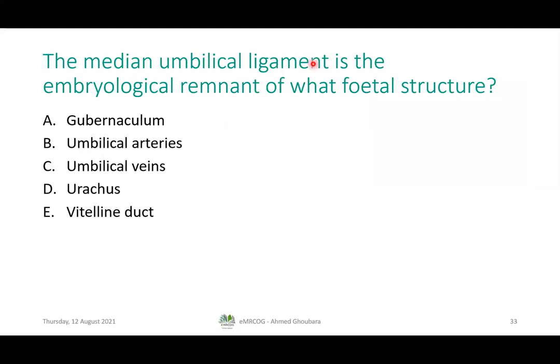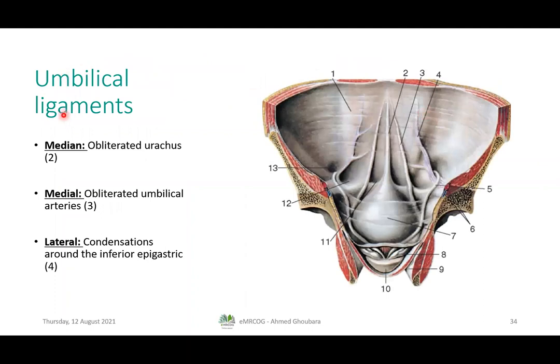So the median umbilical ligament is the embryological remnant of what fetal structure? What's the median umbilical ligament? Urachus, perfect. Thank you, guys. So we have three types of umbilical ligaments: the median, the medial, and the lateral. The one in the middle is called the median, which is the obliterated urachus. And we have the medial, this one, the obliterated umbilical arteries.